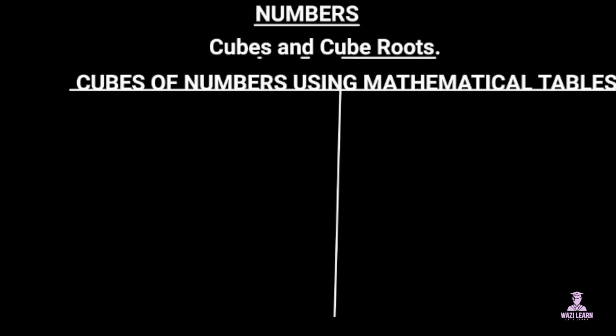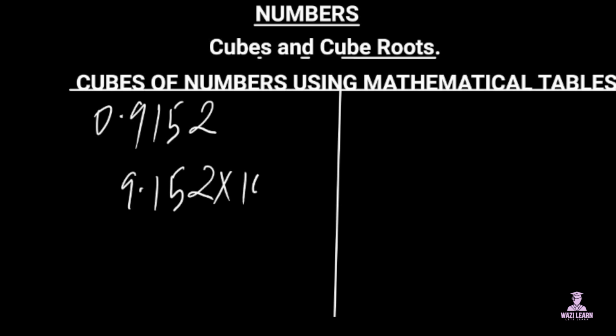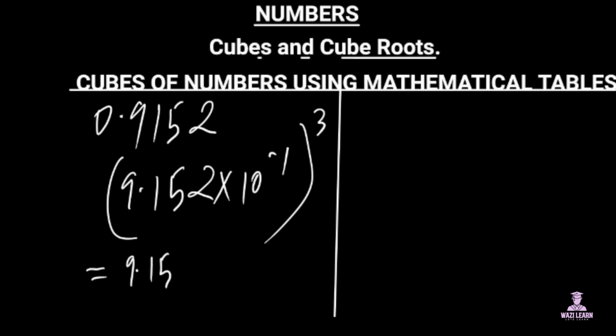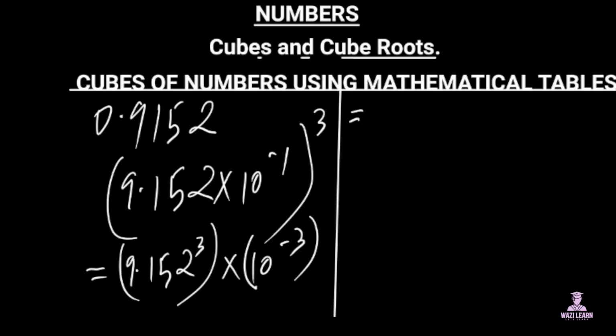Now let us look at another example. Let's say find the cube of 0.9152. In standard form this will be 9.152 times 10 raised to negative 1. So you find the cube of all of this. This is the same as saying 9.152 cubed times 10 raised to negative 3, which is times 1 over 1000.